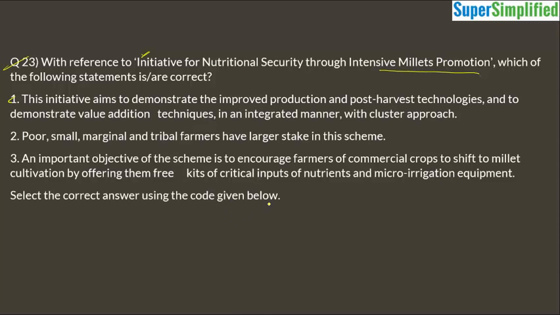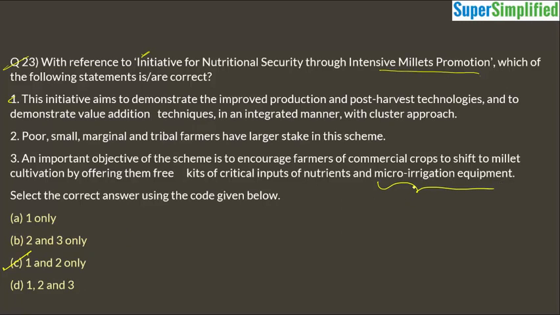Select the correct answer using the code given below. A. 1 only, B. 2 and 3 only, C. 1 and 2 only, and D. 1, 2 and 3. The correct answer here is 1 and 2 only. Okay, because the scheme is not about giving micro irrigation equipment.